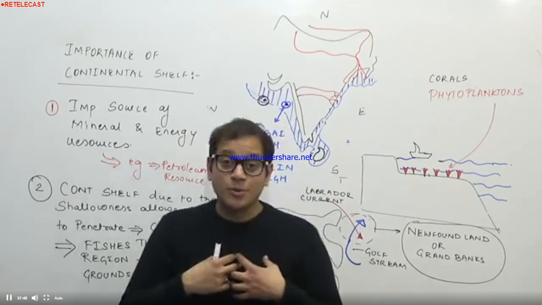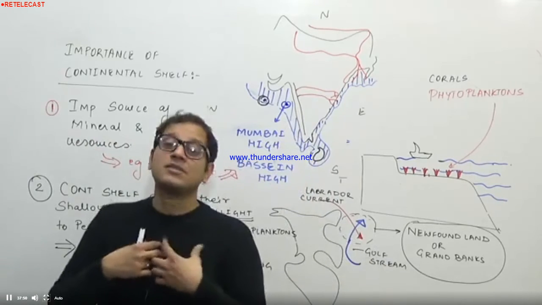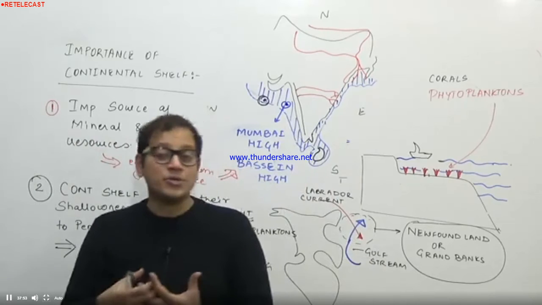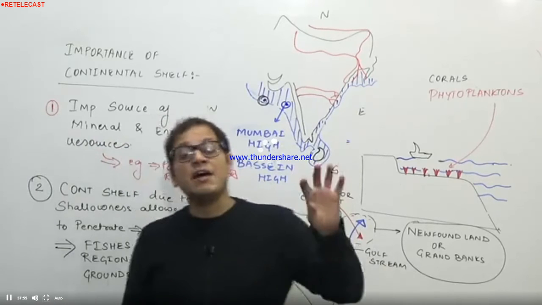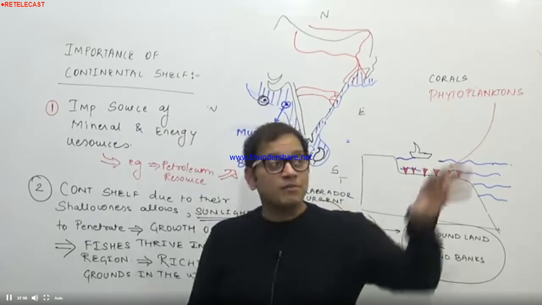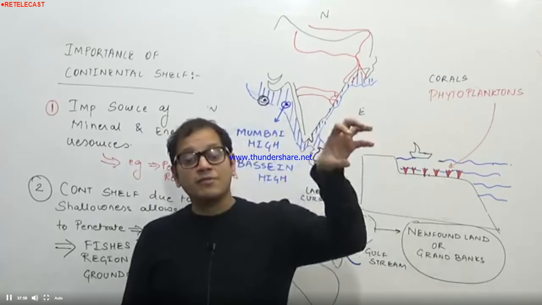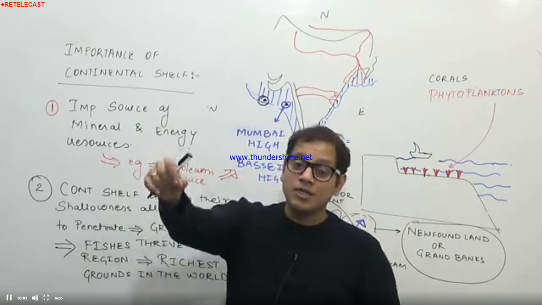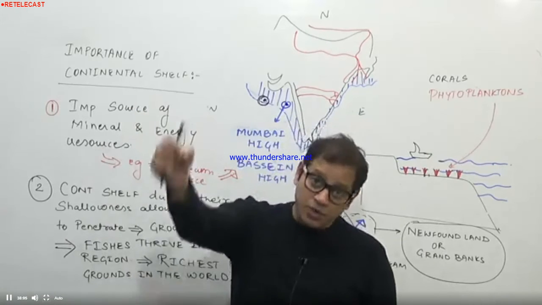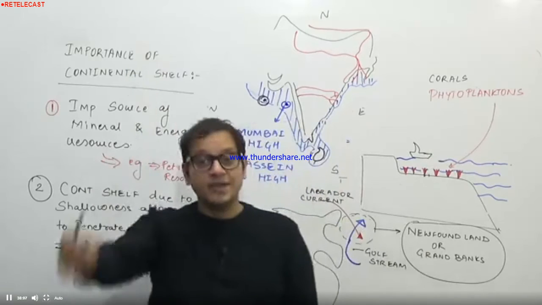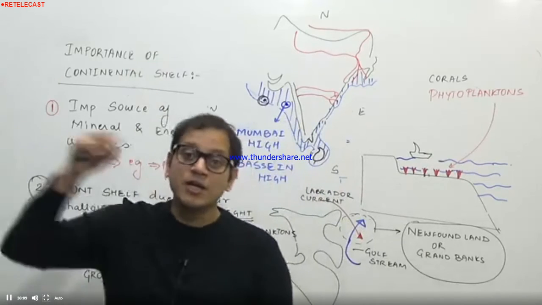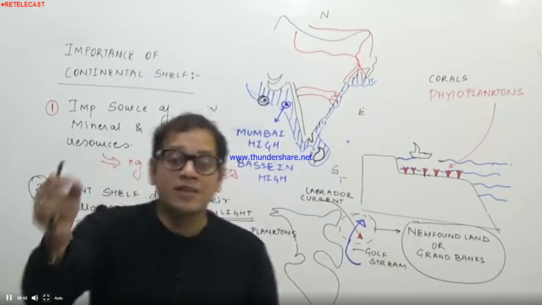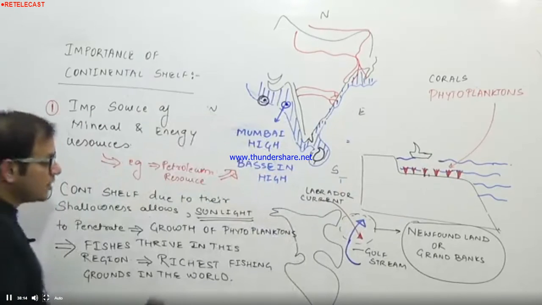Fishes are not producers. Fishes, like human beings, are consumers. They cannot produce their own food, therefore they have to depend on plants which use sunlight for photosynthesis to produce food. Sunlight can penetrate only up to the depth of 200 meters. That is only on the continental shelf, and therefore these are the largest fishing grounds, because fishes come to eat these planktons.